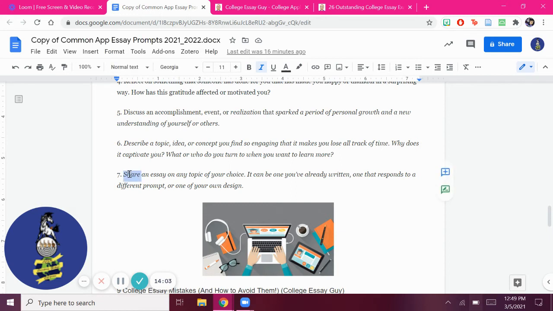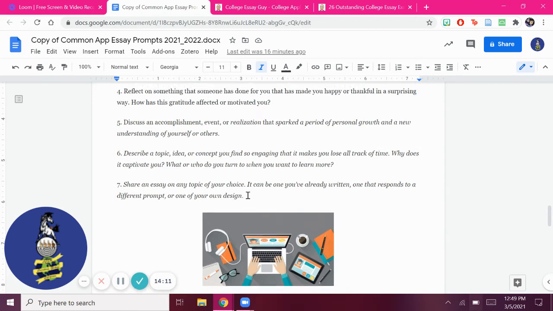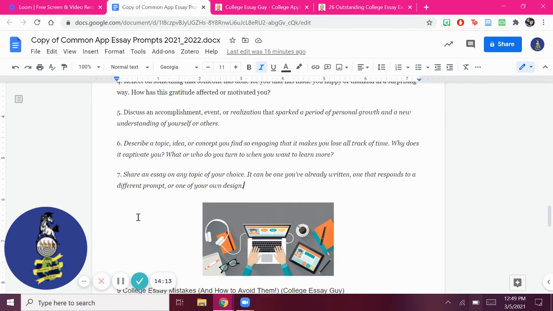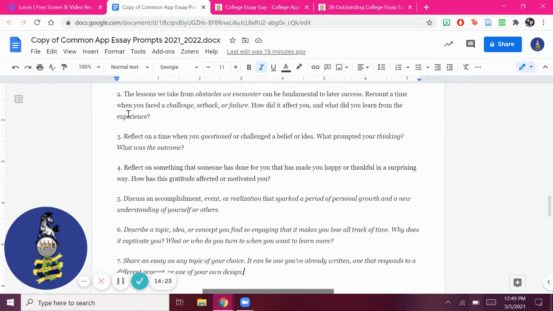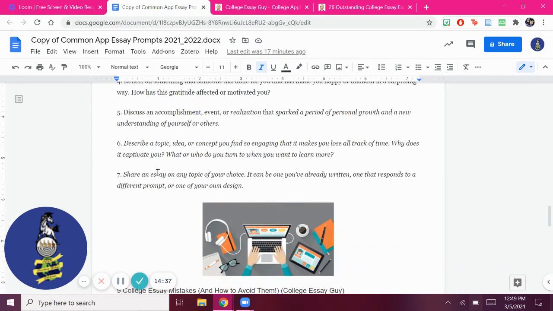And 7, share an essay on any topic of your choice. It can be one you've already written, one that responds to a different prompt, or one of your own design. So this is where you get the freedom to craft your own narrative outside of what these prompts ask for. So if something comes to mind that you know has been really impactful to you, but you don't feel that it fits any of the other prompts, that's when you would pick this topic.